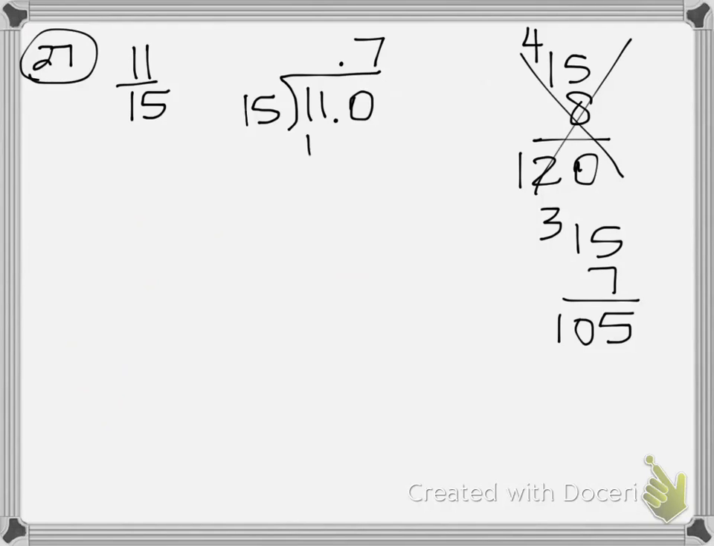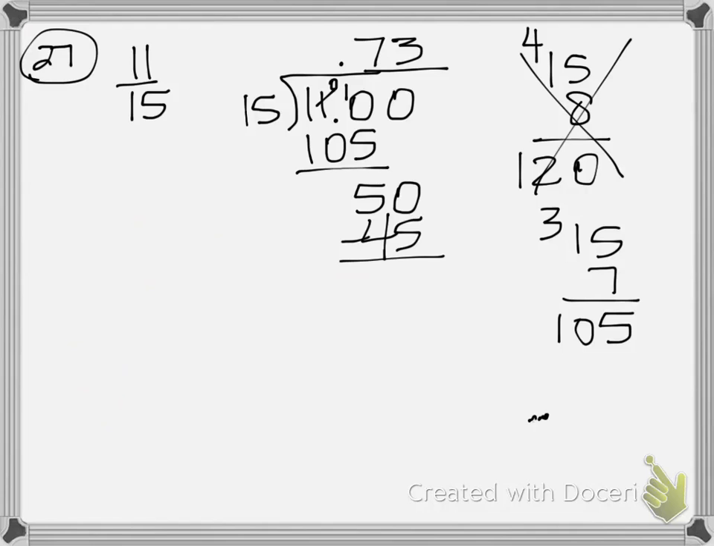So 7 times 15 is 105. When I subtract, I'm left with 5. Now, am I done, though? No, because I can add another 0. I can bring that down. And how many times does 15 go into 50? 3. Because what's 3 times 15? 45. And now I subtract, and I get 5.